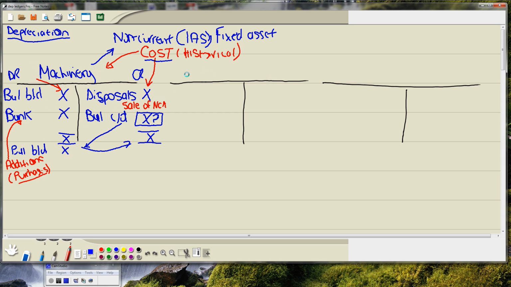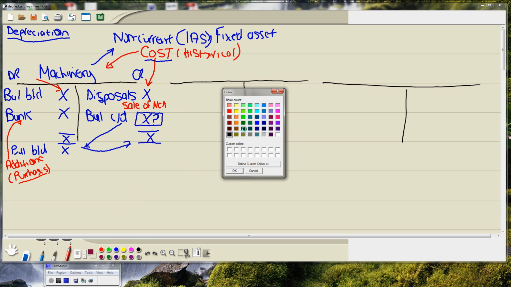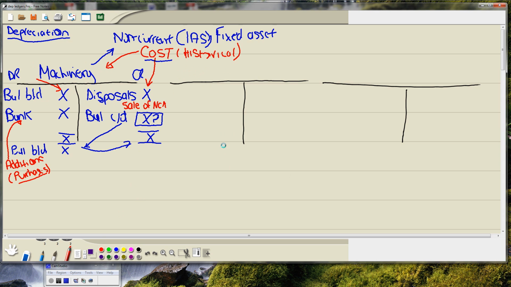So the title, let's do it in a different color so you can see it. Let's do purple or something. So the title for depreciation, technically it's got a full title: Provision for Depreciation. It's a long title. Most papers now, you do get the layouts given to you, so it saves time in reproducing this.